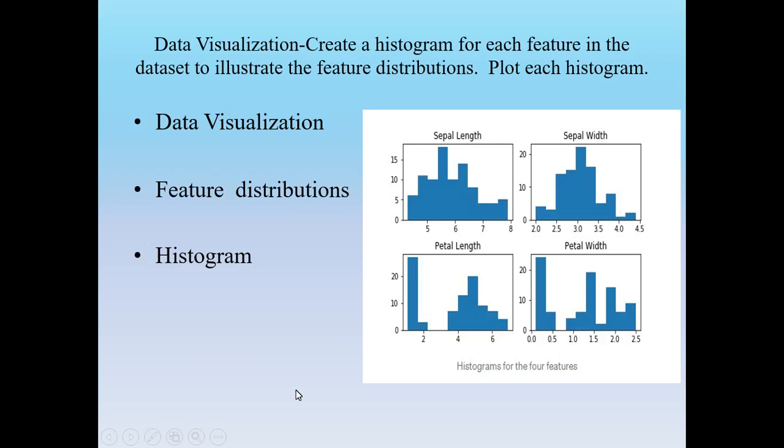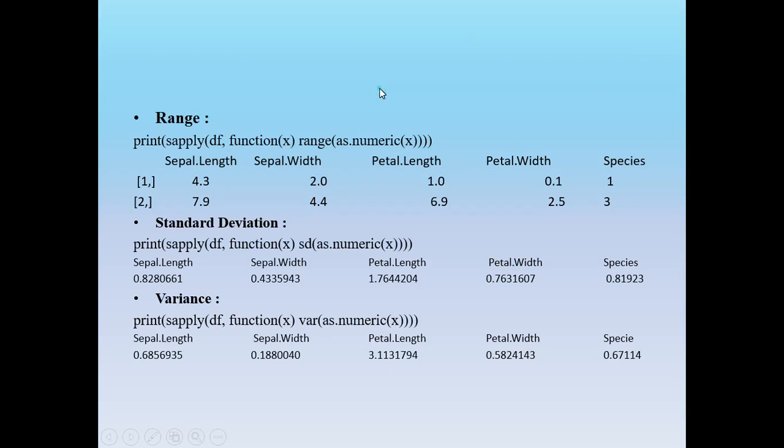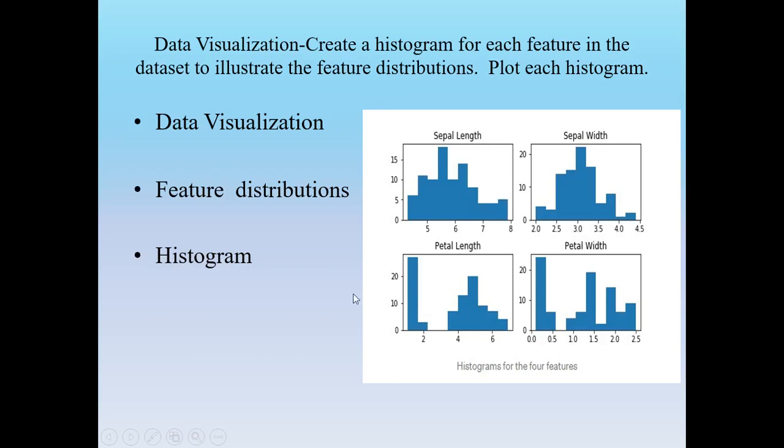Then our third operation is the data visualization. In the data visualization, create a histogram for each feature in the data sets to illustrate the feature distribution, and plot each histogram. Some images are given in front of you. We have to implement the histogram for the sepal length, petal length, sepal width and petal width. We have the four features: sepal length, sepal width, petal length and petal width.